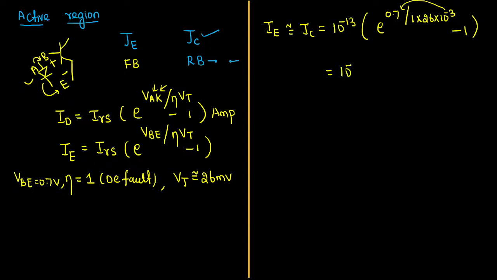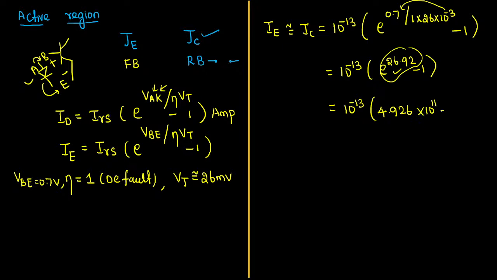So 700 upon 26 will be 26.92. So let me write 10 power minus 13 here, e power 26.92 minus 1. See, this value is very large. This e power 26 is very, very large. It is 4.926 into 10 power 11 minus 1. You can also subtract the 1, but it will not give a huge difference. You will be getting almost the same value only.